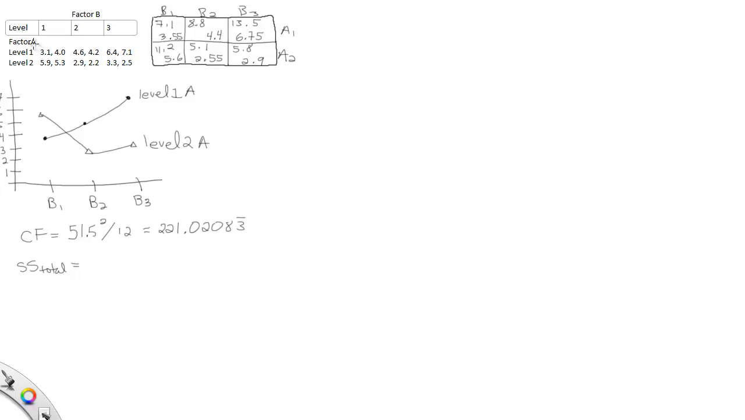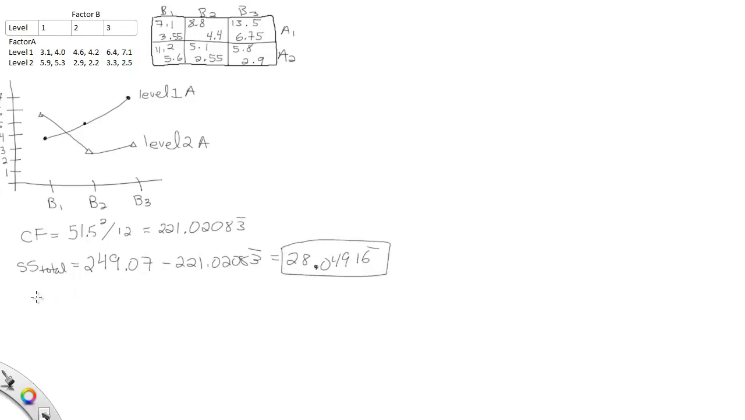So when you do that, you're going to end up with 249.07, and you're going to subtract off the correction factor of 221.02083 repeating. And you get 28 in that case, so we'll end up having 28.04916 repeating. Okay, so that's your result for that value. That's your SS total.